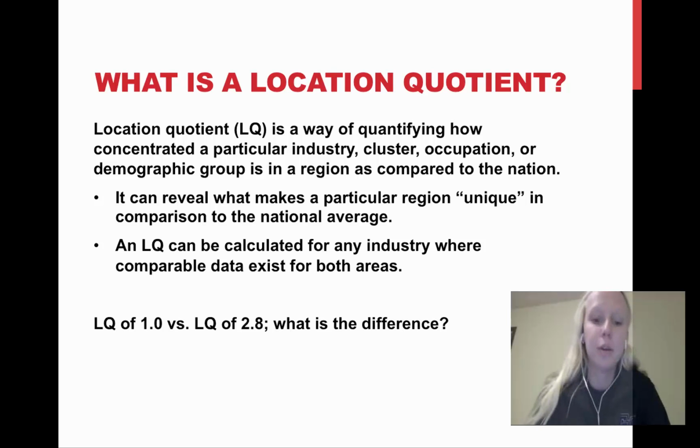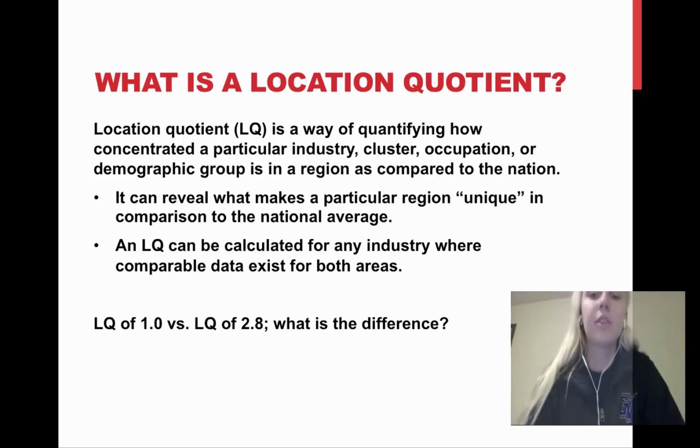So what is a location coordinate? A location coordinate is basically a way of quantifying how concentrated a particular industry, cluster, occupation, or demographic group is in a region as compared to the entire nation. It can reveal what makes a particular region unique in comparison to the national average.